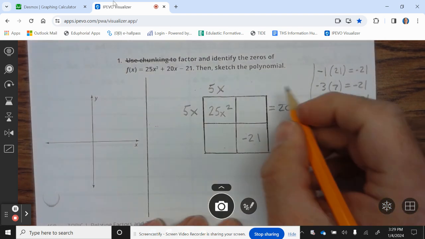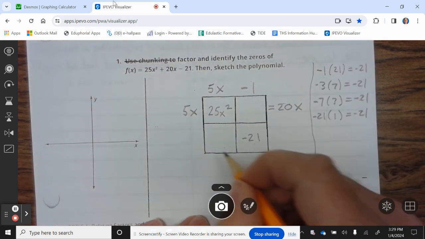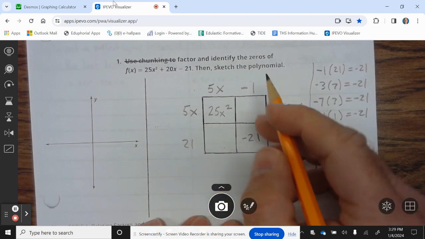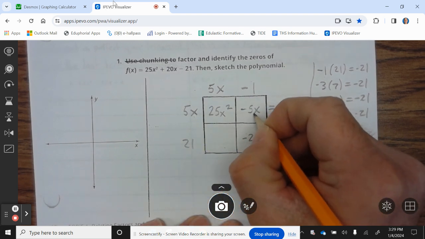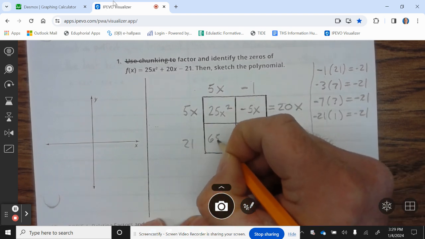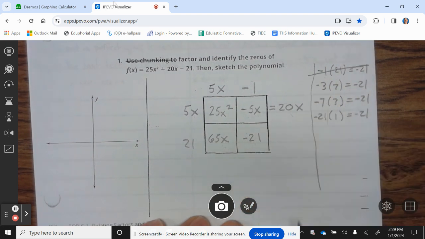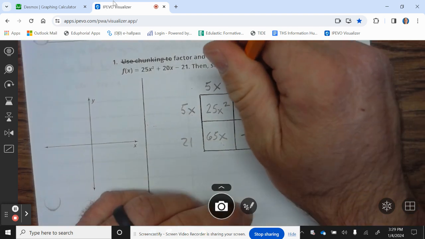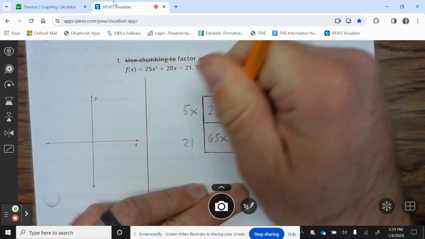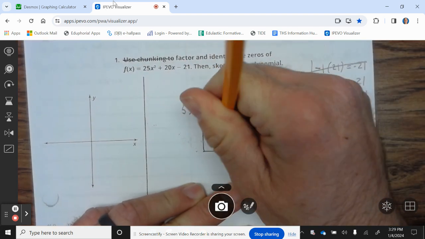Let's try negative 1 and 21. So negative 1, 21. 5x times negative 1 is negative 5x. 21 times 5 is 105x. This is nowhere near 20, so I know that this doesn't work. So now let's try the next one. It's a little bit of trial and error, but it eventually works.